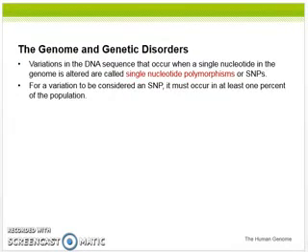Variations in the DNA sequence that occur when a single nucleotide in the genome is altered are called single nucleotide polymorphisms, or SNPs. For a variation to be considered an SNP, it must occur in at least 1% of the population.